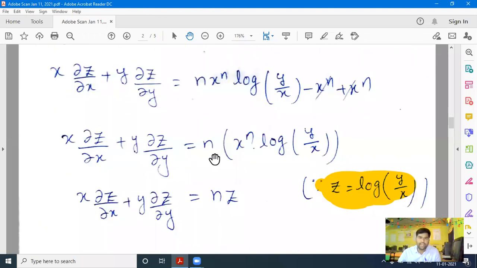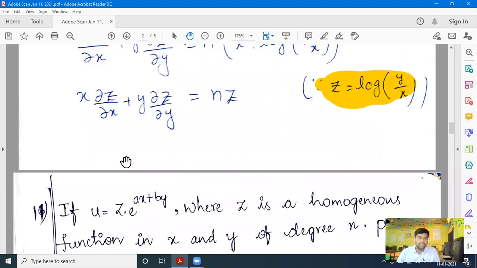So it is n into x to the power of n into log of y by x. So then what happens, that is n into z. This total is nothing but z. So this is a mistake. That's why I shaded it with yellow. Where I am shading with yellow means that is wrong. Okay, right. So next problem.